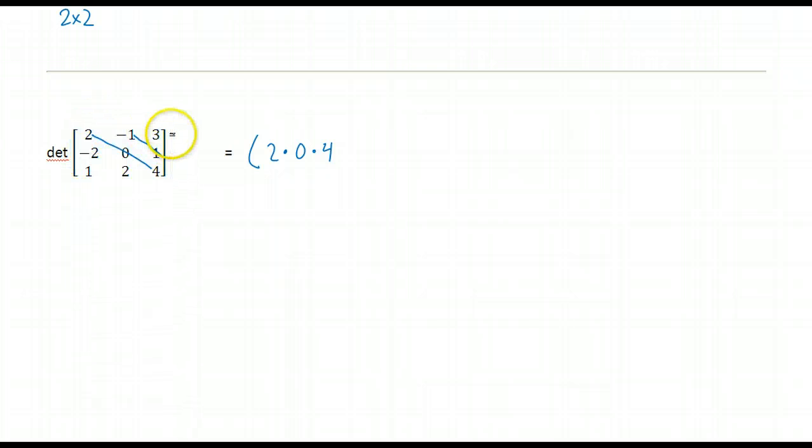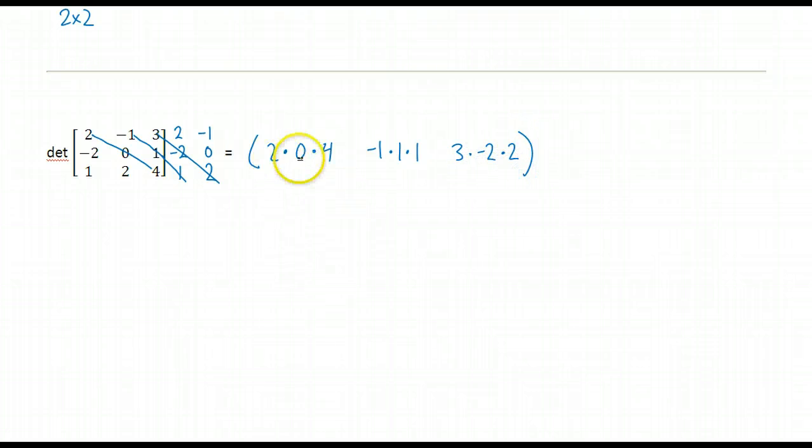There's a trick to remember that. I'm going to repeat the first 2 columns in my matrix just to the right of my matrix. So now I can keep going with my diagonal. -1 times 1 times 1. 3 times -2 times 2. Now these are all my down diagonals, so I'm going to add all of my down diagonals together. Make sure that I have 3 down diagonals.